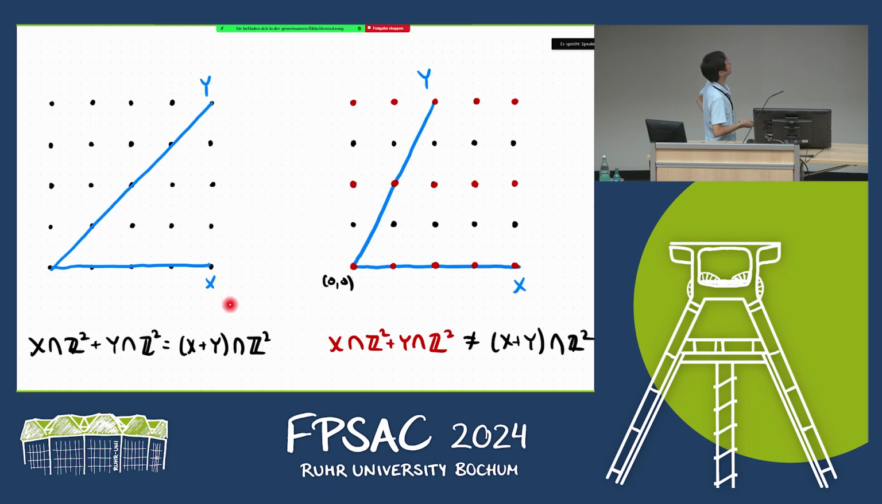Real quickly, here is what that looks like. I have two spaces, x and y, which have this property. If I take the lattice points in here and the lattice points in here, they generate the entire lattice. Whereas these two vector subspaces don't have this property. If I take the lattice points here and here, they span this lattice, which is not the entire lattice.